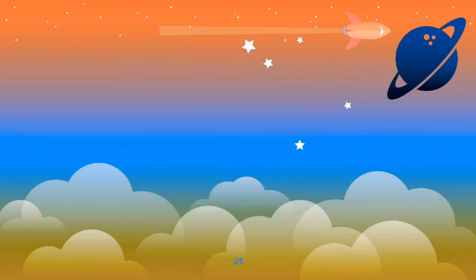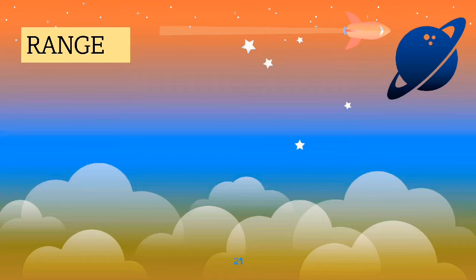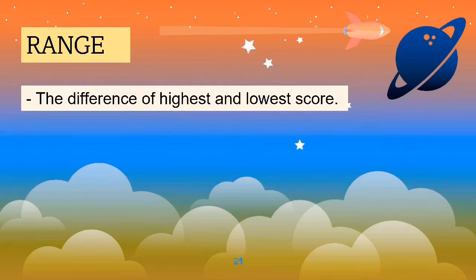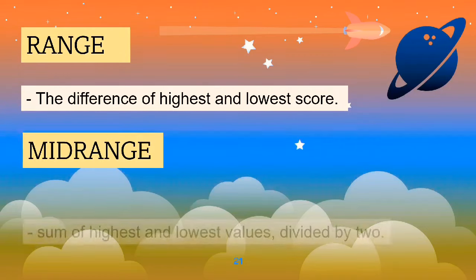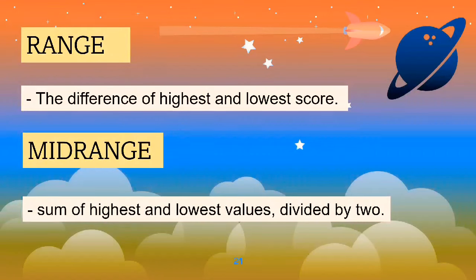Since we are familiar with the three measures of central tendency, let's include the following terminologies in our discussion. We have here the range. When we say the range, it is the difference of the highest and the lowest score. And finally, the mid-range is the sum of the highest and the lowest values divided by 2.